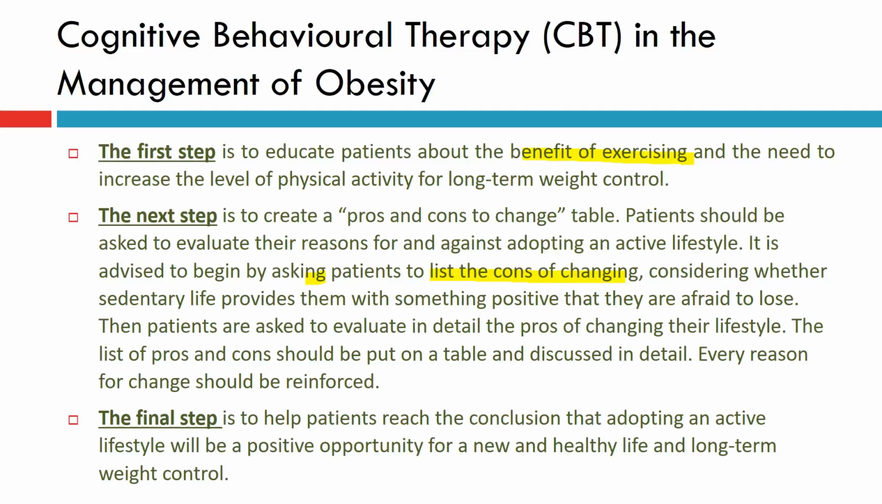Then the patients are asked to evaluate in detail the pros of changing their lifestyle. The lists of pros and cons should be put on a table and discussed in detail, and every reason for change should be reinforced. The final step is to help the patients reach the conclusion that adopting an active lifestyle will be a positive opportunity for a new and healthy life and long-term weight control. So, these are the steps to do CBT, cognitive behavioral therapy.